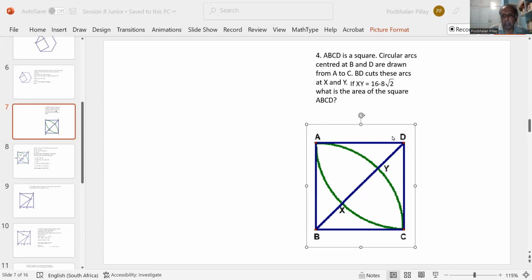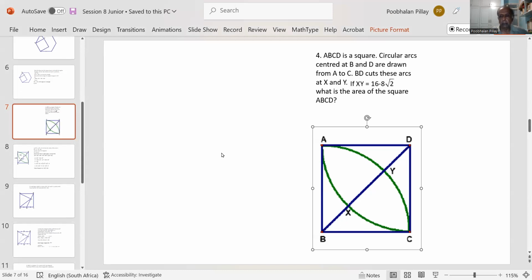Right? So when you draw a circle, it means all the points on the circle are the same distance from D. All these points, when you join them to D, will all be equal, because D is the center of the circle. And likewise, this is the center of the other circle. All right, so now it's also given that xy is 16 minus 8 root 2. If you look at this carefully, you'll see it's given here. There it is: xy is equal to 16 minus 8 root 2.